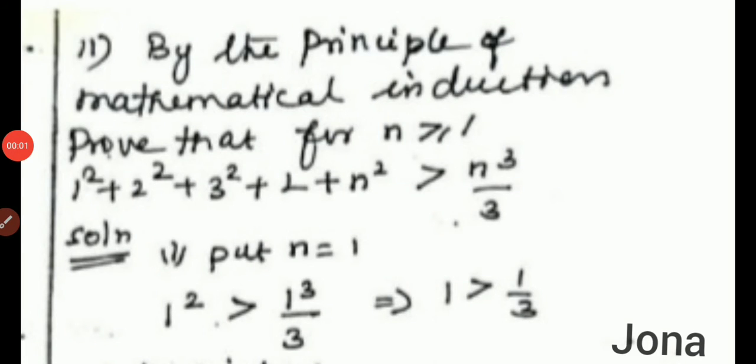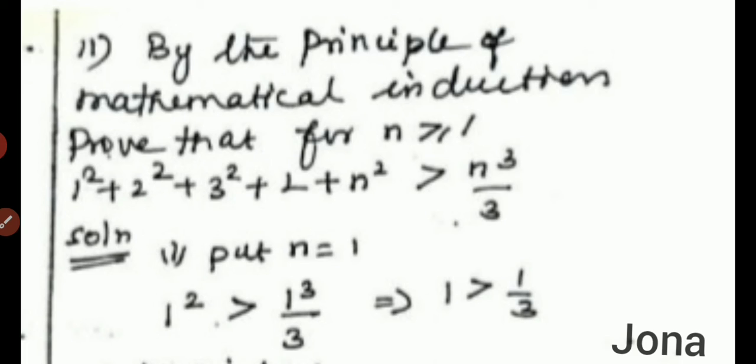11th sum. By the principle of mathematical induction, prove that for n greater than or equal to 1, 1 square plus 2 square plus 3 square plus etc. plus n square is greater than n cube by 3. So given, we have to prove, we have to keep the given problem as P of n. So put P of n equal to 1 square plus 2 square plus 3 square plus etc. plus n square greater than n cube by 3.